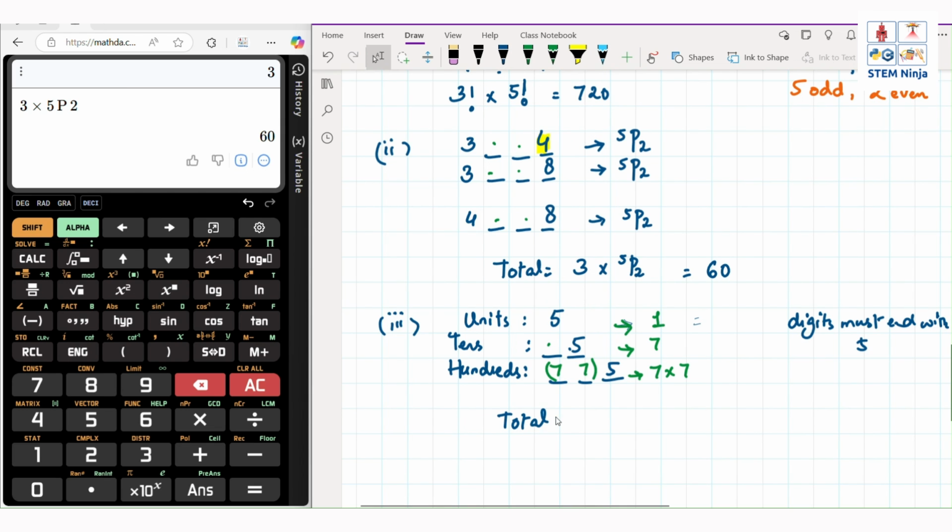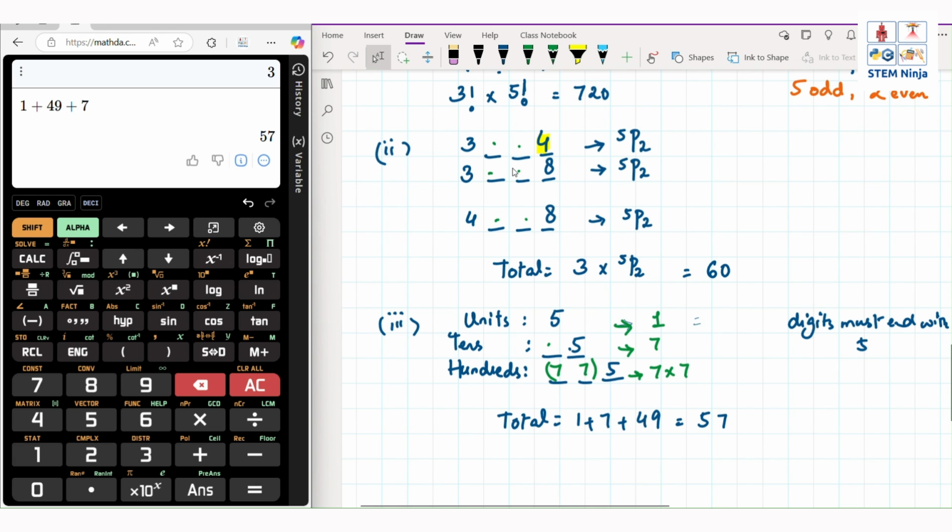So total is 1 plus 7 plus 49. So that would be 57. So 1 plus 49 plus 7, 57. And that's about it.